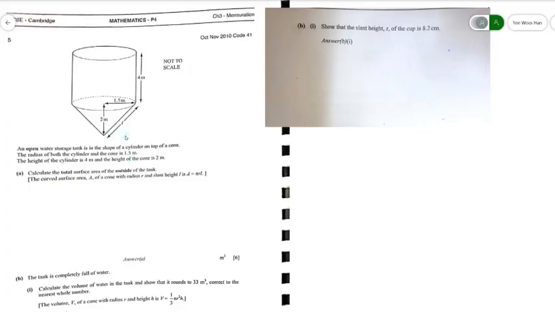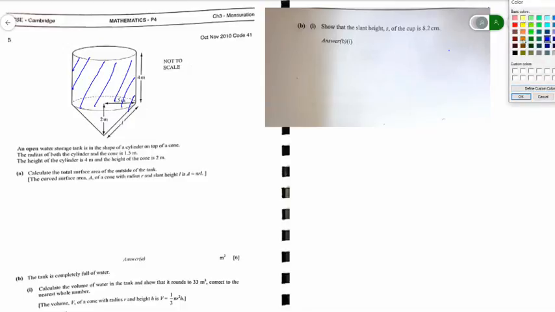Okay, now let's look at this question. Find the total surface area of the outside of the tank. Outside of the tank would consist of the round surface, the curved surface of this part here. Besides that, we also have this surface here, the curved surface of the cone.